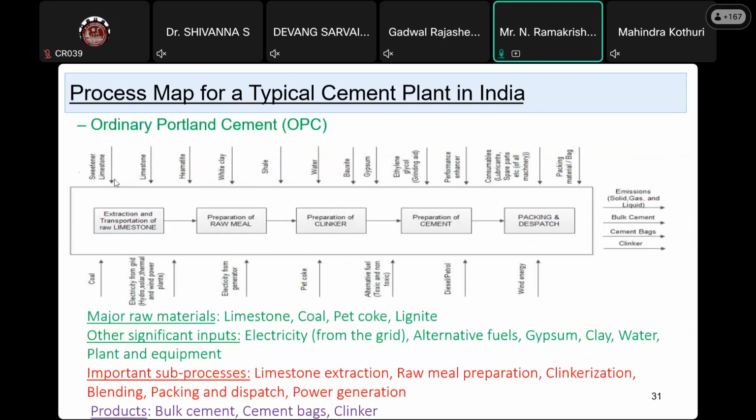So you can see here the major raw materials out of all this is limestone, coal, petcoke, lignites, and we are talking about inputs, that is electricity from the grid or fuels which you are using, the gypsum or clay, water, all this. So the main process would be like this: extraction and transportation of limestone, preparation of raw meal, thereof energy is required, preparation of clinker, preparation of cement, grinding, that is the grinding process, and then packing and dispatching. And you're going to have here bulk cements or cement bags or even clinker.